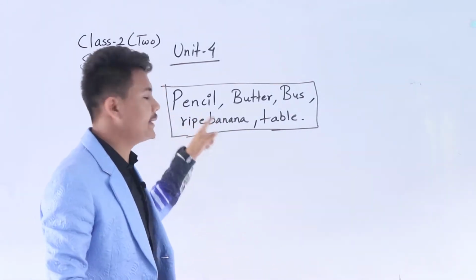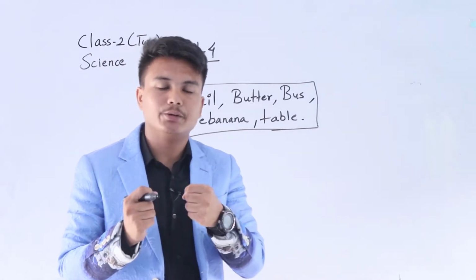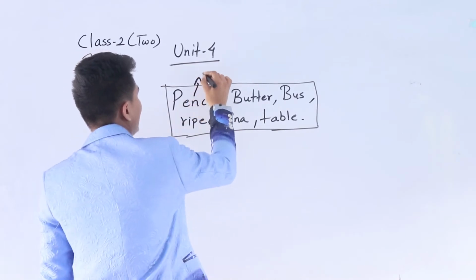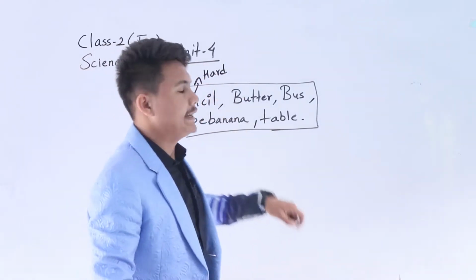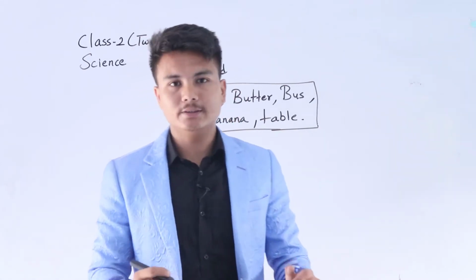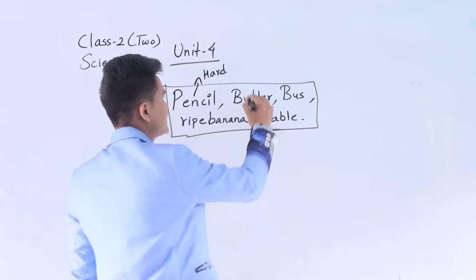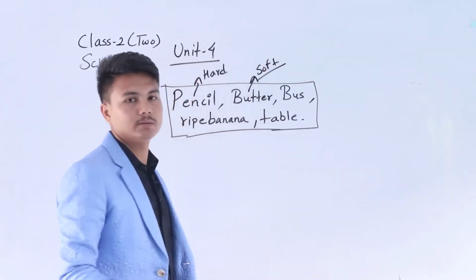Have you ever touched your pencil? Can you break it? No. It is very hard. That's why the pencil is hard. Have you ever eaten or seen butter? No. It melts. It is very soft.